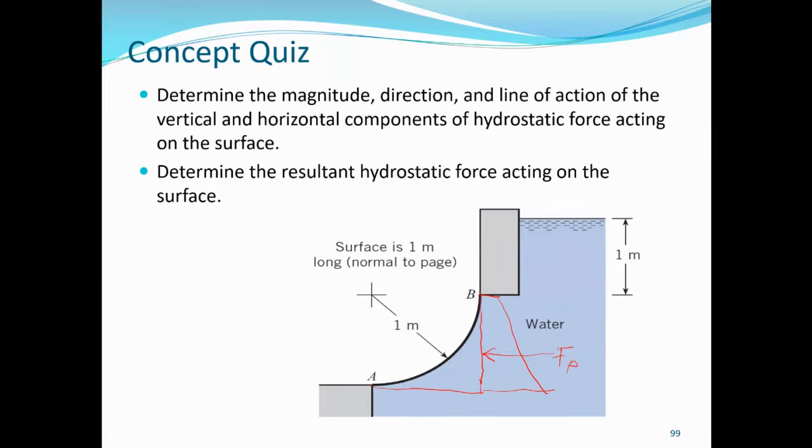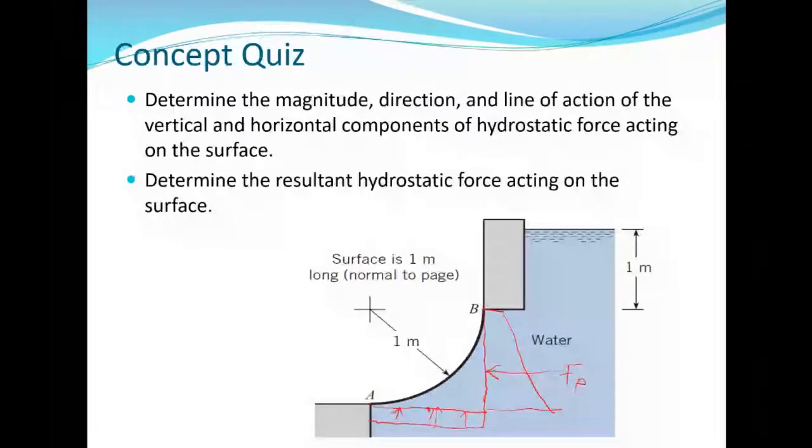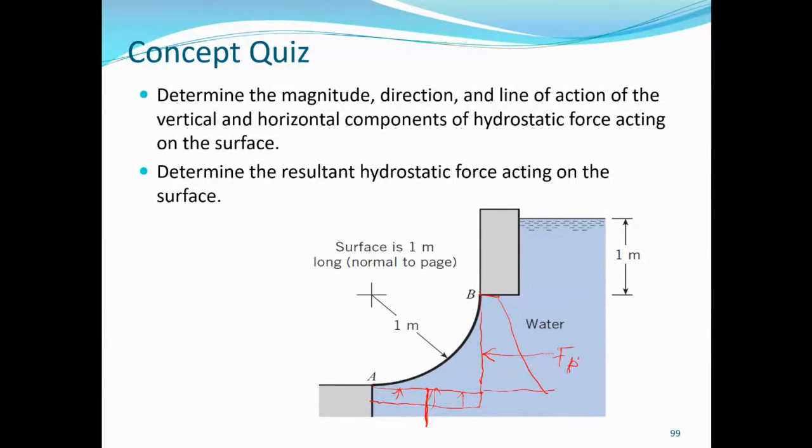Horizontally, the pressure distribution will be uniform. The pressure force here, let me call it FH. This one, FV, the vertical one, will be acting at the centroid of this. And the weight of the enclosed volume will be acting vertically downward. So pretty simple, straightforward.